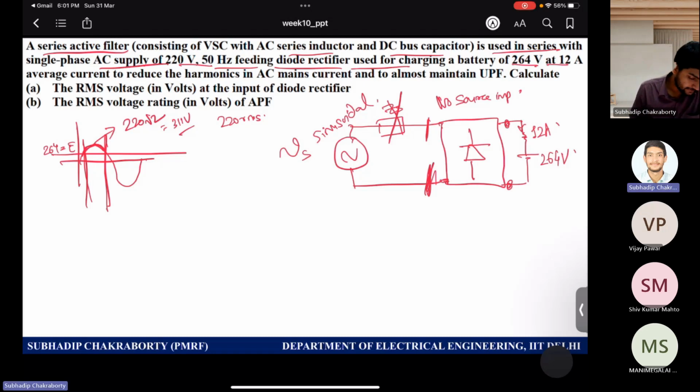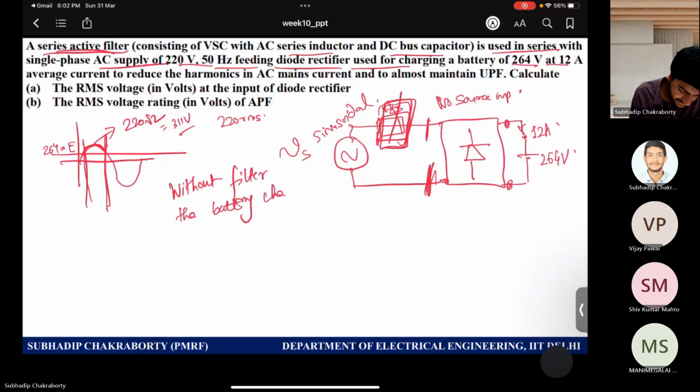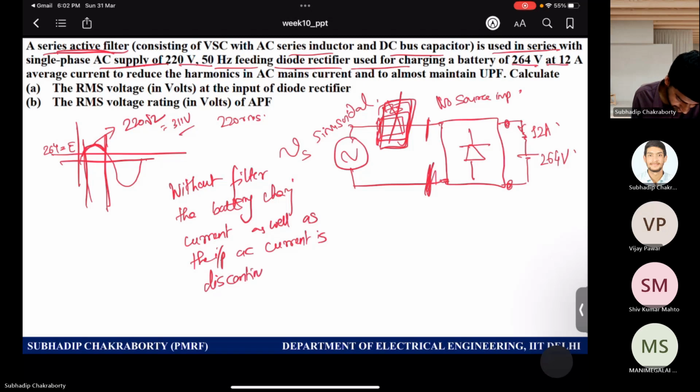But what is asked in this problem? You are using a series active filter between the lines to mitigate the discontinuity in the current. Please understand this problem very carefully, right? Without the filter, you understand the scenario, right? Is it clear or not? Everything that I told is what? Without the filter. Up to this is clear or not? So I will write: without filter, the battery charging current as well as the input AC current is discontinuous, right? Up to this is clear or not? Please tell me.